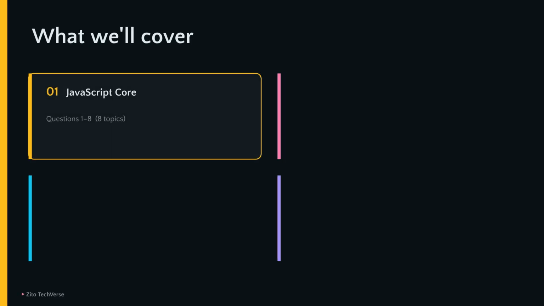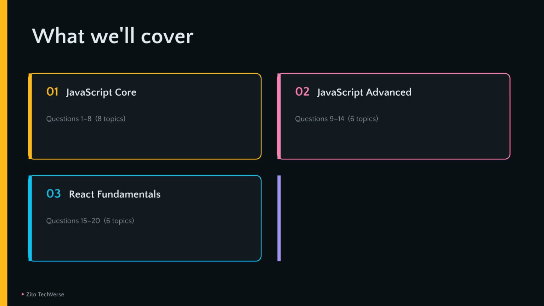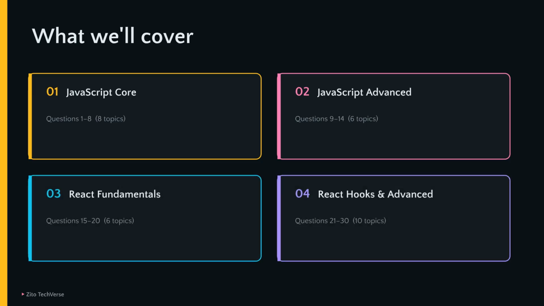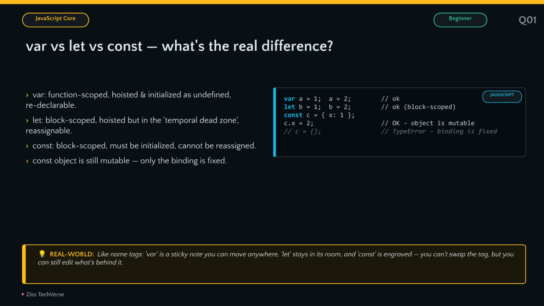We begin with JavaScript core concepts, move into advanced JavaScript, then cover React fundamentals, and finally finish with React hooks and advanced patterns. We have 30 questions to get through. Let's kick off section 1, which focuses on JavaScript core: var versus let versus const.